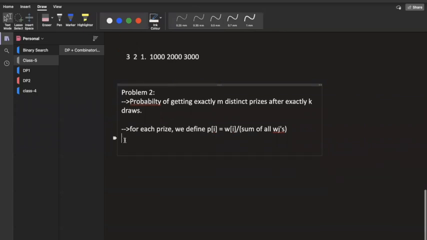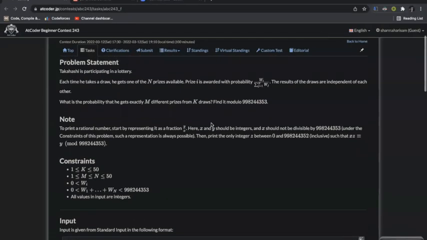So let's see. What we are going to do is iterate on the prices. We will start from the first price and go up till the last price, and maintain a DP array. If we look at the problem, they are asking the probability of getting exactly m different prices from exactly k draws. So it makes sense that we take both of these values into our state.